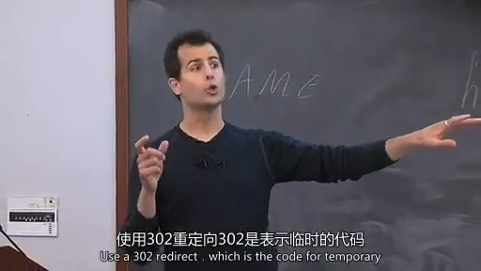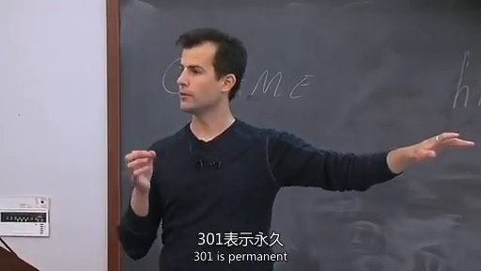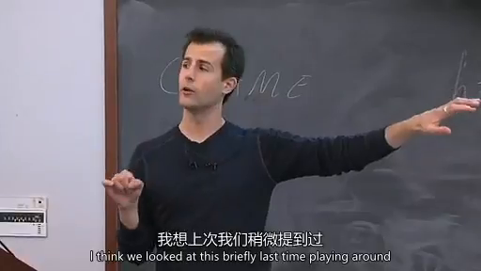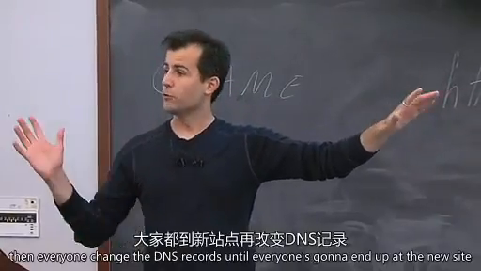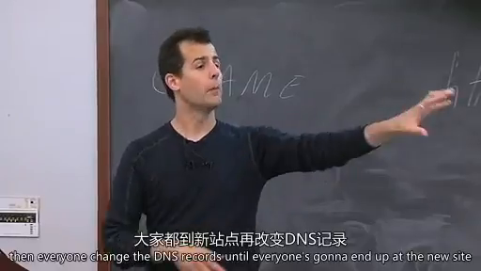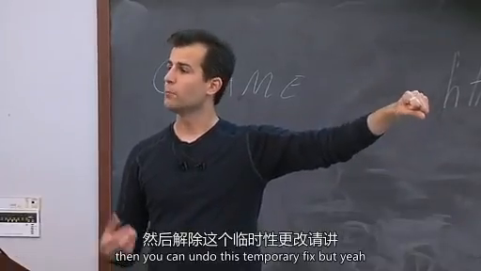Use a 302 redirect, which is the code for temporary. 301 is permanent, and I think we looked at this briefly last time when playing around. And then 3 days later, everyone changes the DNS records until everyone's going to end up at the new site. Then you can undo this temporary fix.